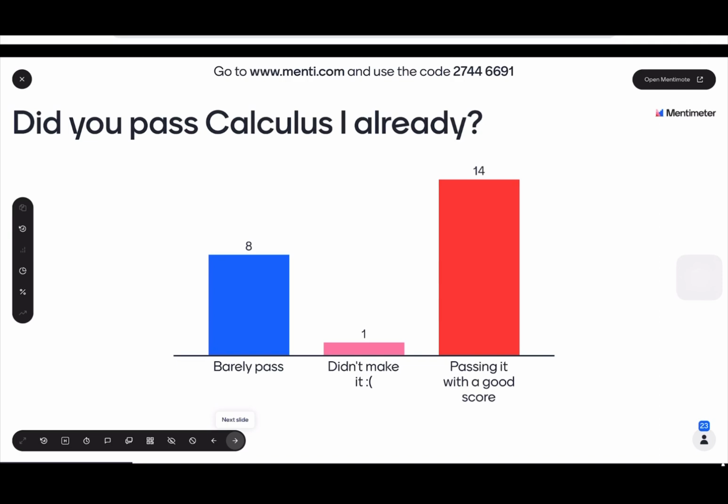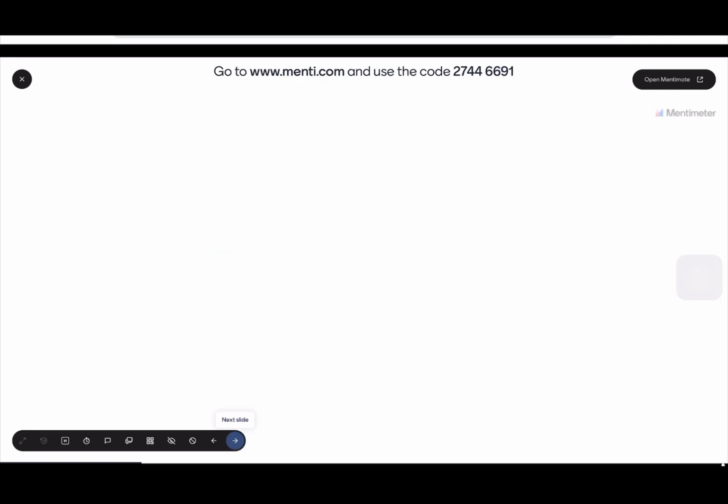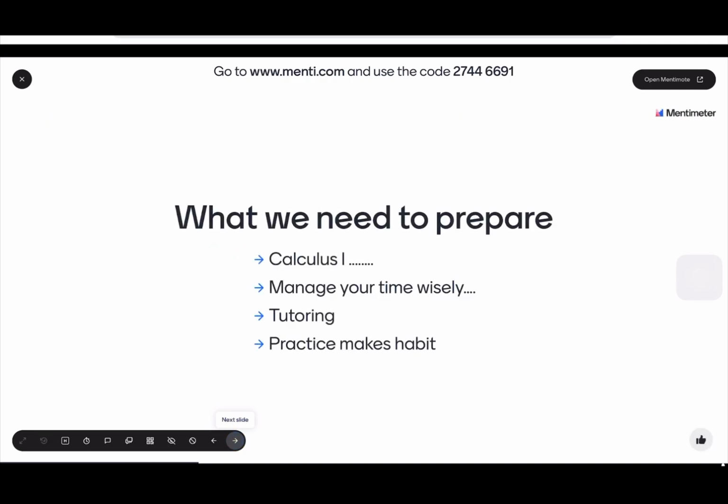If you haven't taken it, you can also put didn't make it, because it's considered you haven't really learned calculus. And don't worry, I wouldn't know your name from here, and it wouldn't be publicized to others as well. But I think it's quite descriptive.